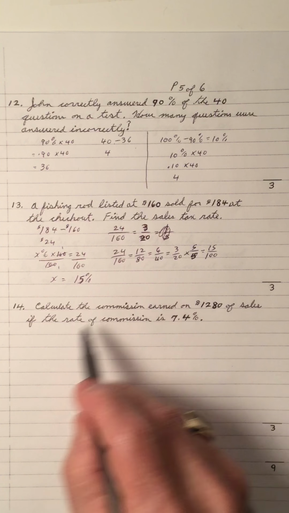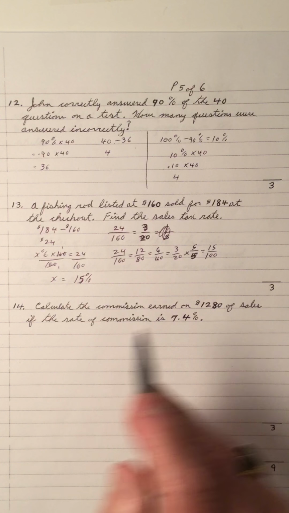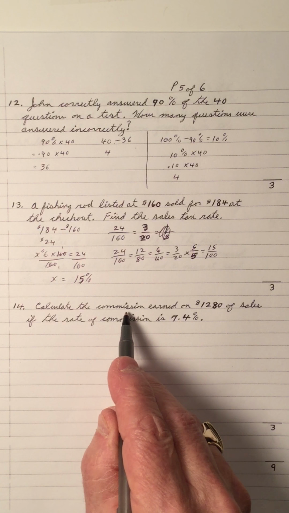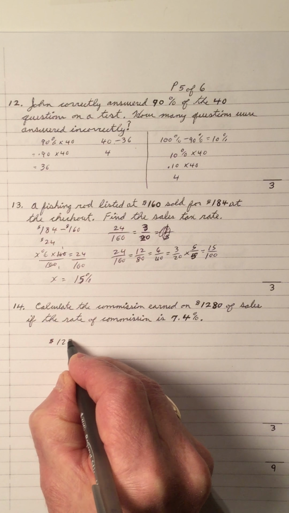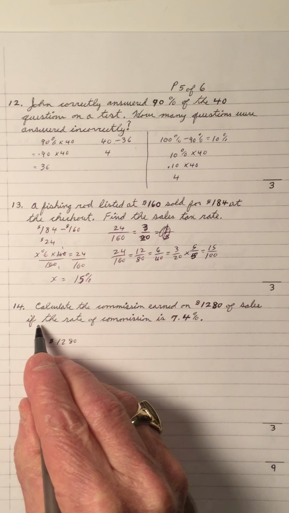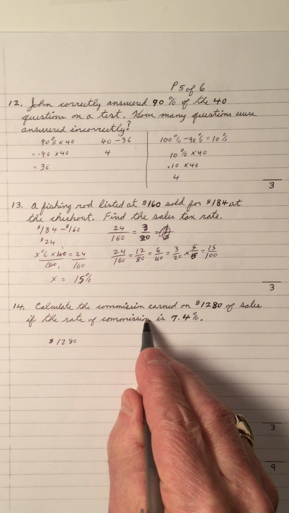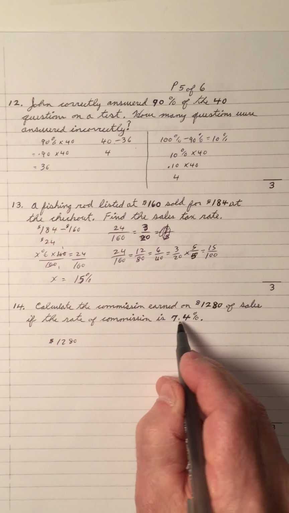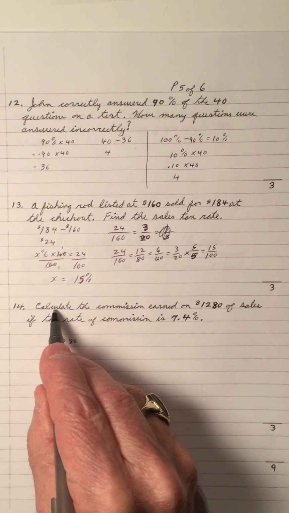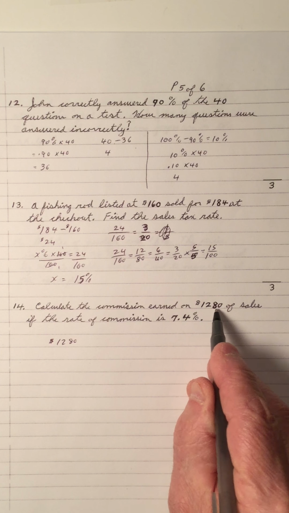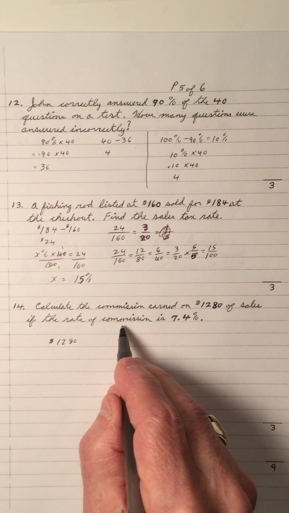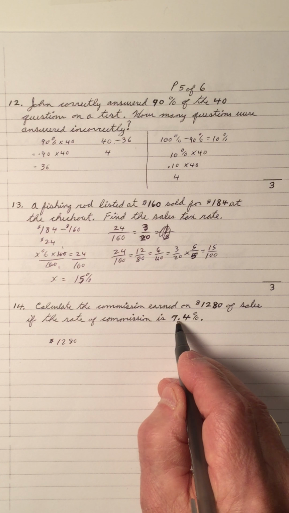Number 14. Oh, don't forget to put your score in. Calculate the commission earned on $1,280 of sales if the rate of commission is 7.4%.